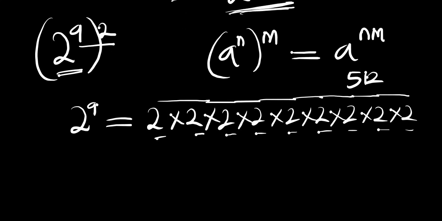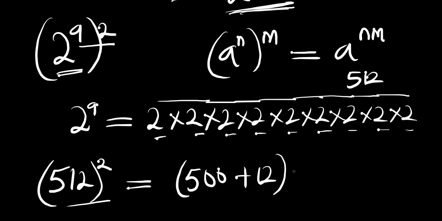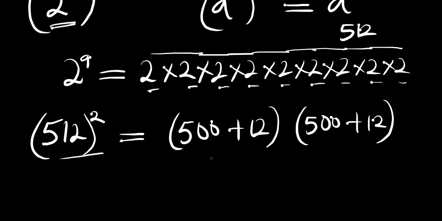Right now we are going to have 512 all to the power of 2. And this equals, we can rewrite this as 500 plus 12 because that is 512. And we have 500 plus 12 again. So let's expand this bracket. 500 times 500. Then we have 500 times 12, 12 times 500 and 12 times 12.